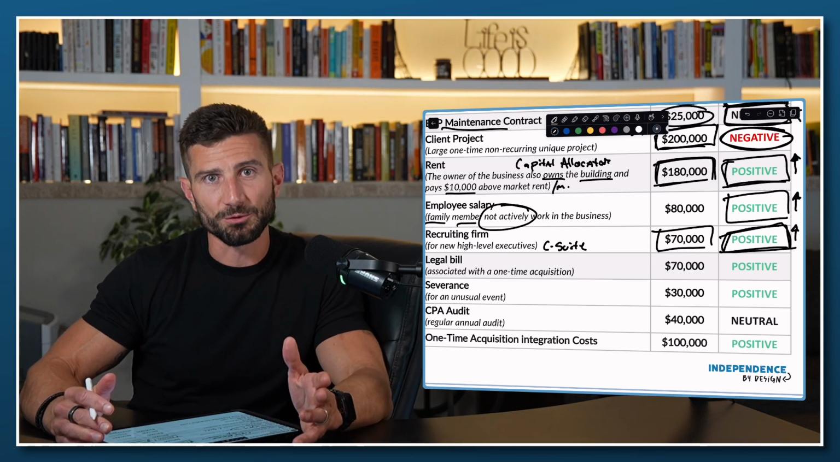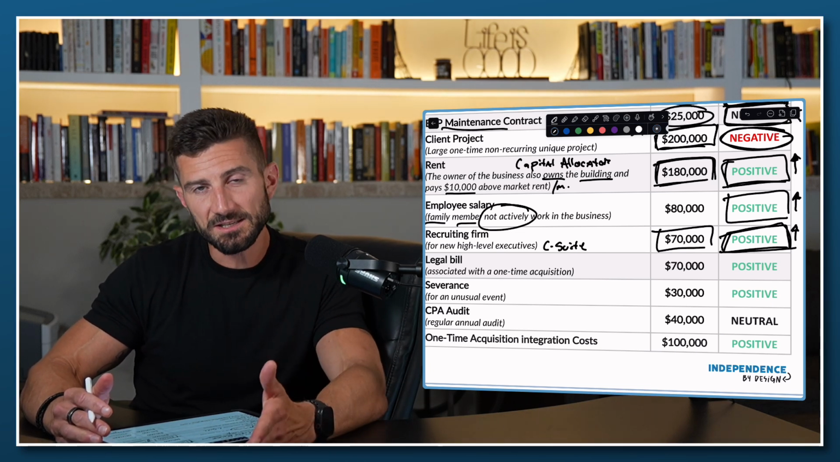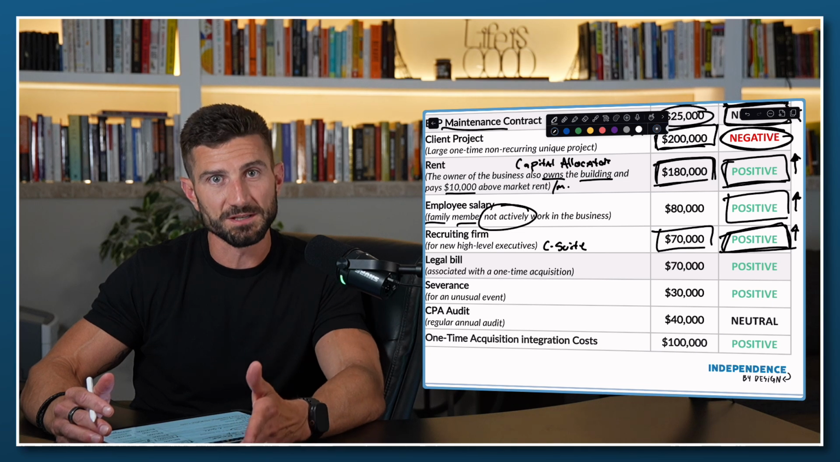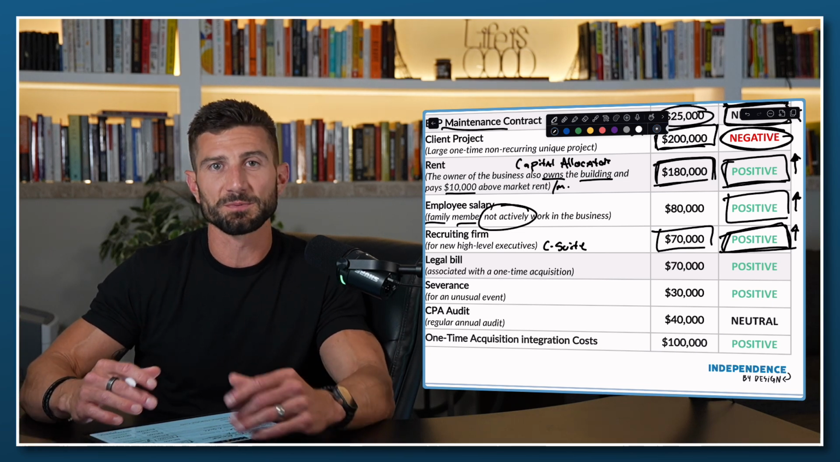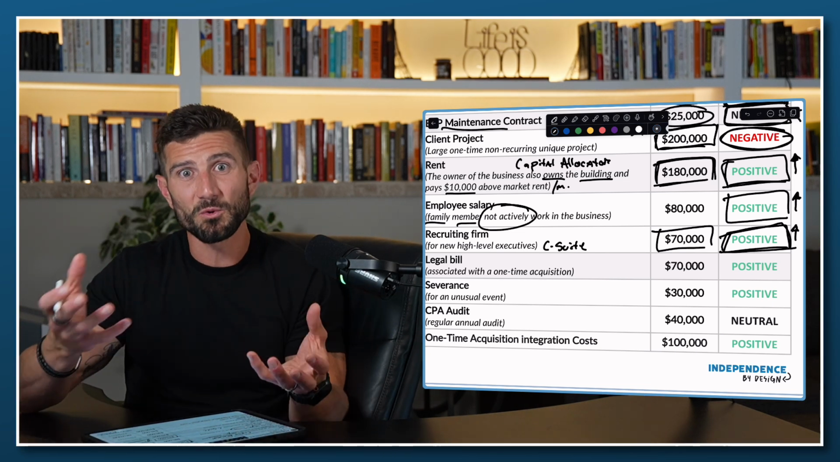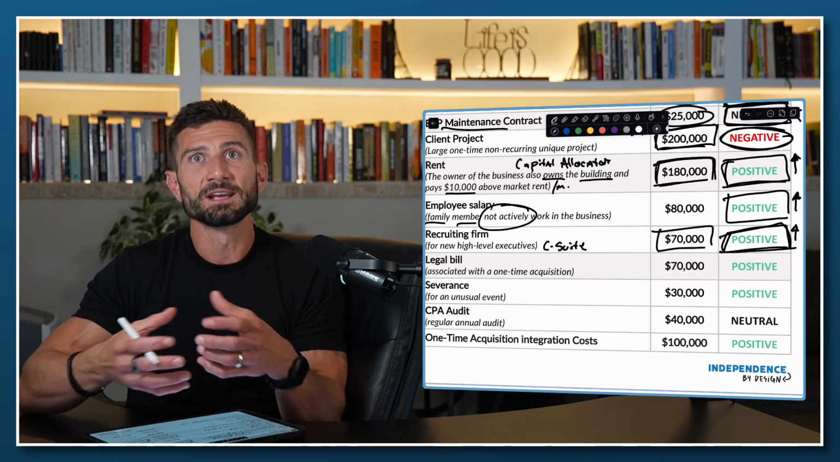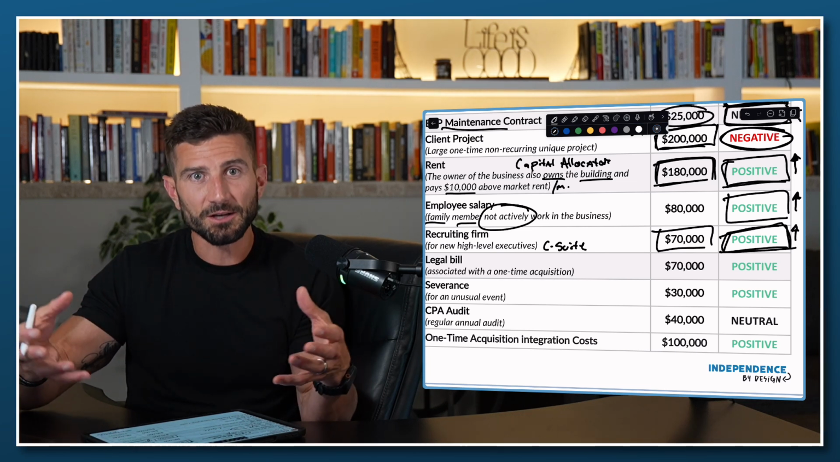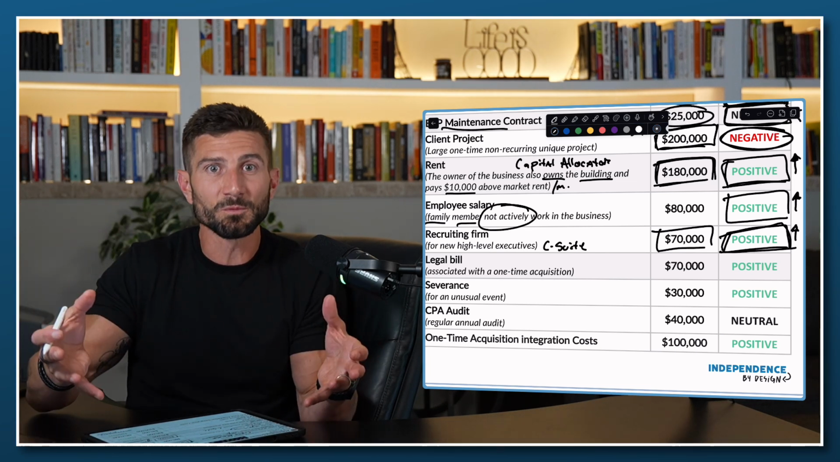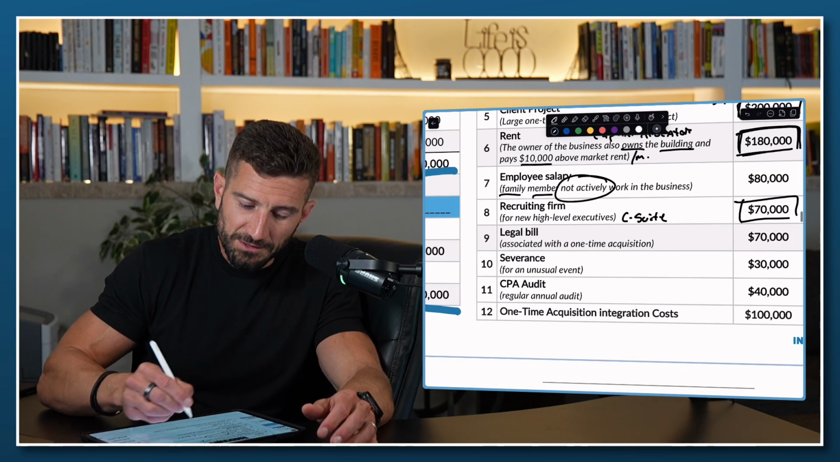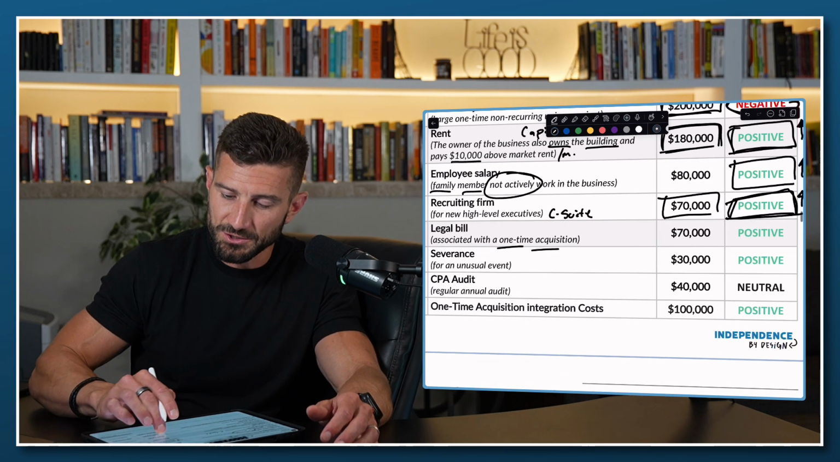If you had to have a recruiter on staff to constantly be recruiting for your business, then it would be a normal operational expense. As you start to see, there's so much common sense behind this, and it's going to be 85% accurate until there's a deal at the table, but that doesn't mean we shouldn't track this. Legal bill associated with a one-time acquisition.